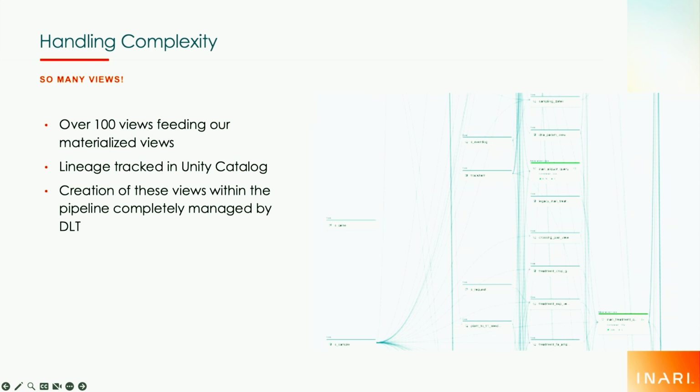What this resulted in is that we had over 100 views feeding into our materialized views and to our outputs. The lineage is tracked in Unity Catalog, and so you can see this is what DLT does for you. Within the pipeline itself, DLT creates these views. We didn't have to worry about creating them ourselves.